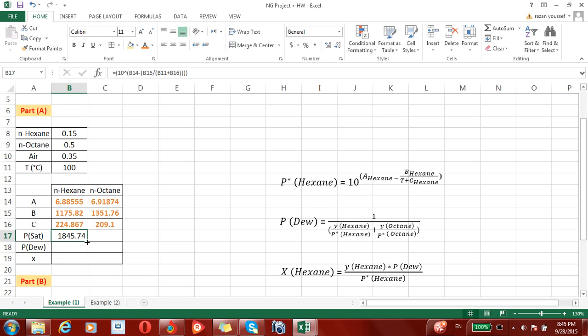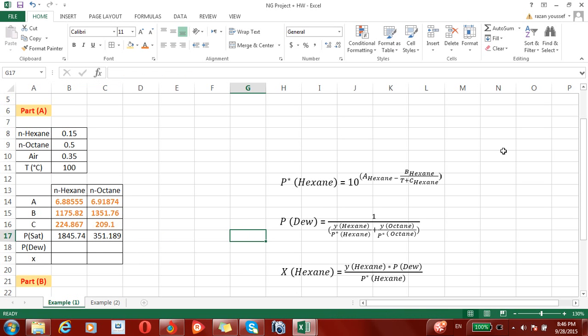I will just drag it for n-octane. When you drag it, it will already use these values, but I just need to make sure that I choose the right cell for the temperature, which is the 100 degrees Celsius. And here I got both the saturated pressures for n-hexane and n-octane.